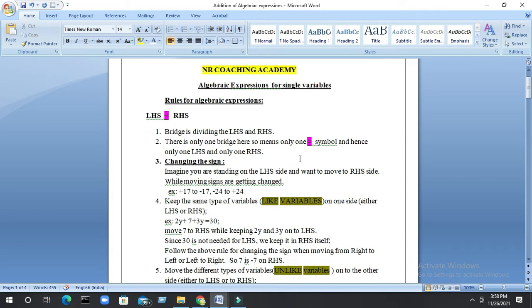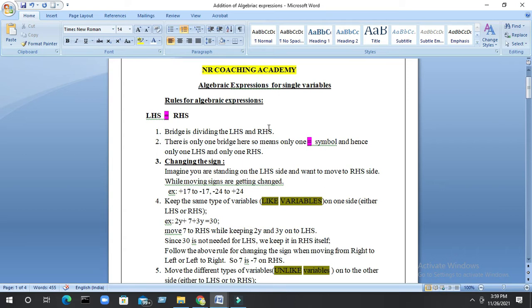Since there is always an equal symbol in an equation, I have imagined the equal symbol to be a bridge. Now you can see in rule number 1, the bridge is dividing the LHS and the RHS. Imagine you are standing in front of the bridge. On your left hand side, you have the left hand side of the equation. On the right hand side is the right hand side of the equation.